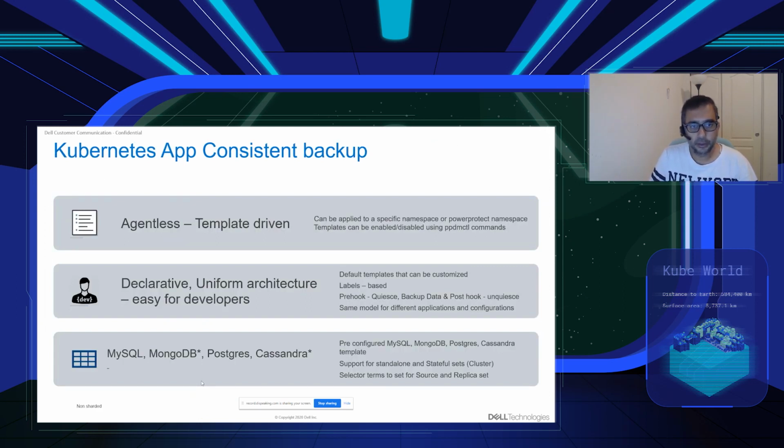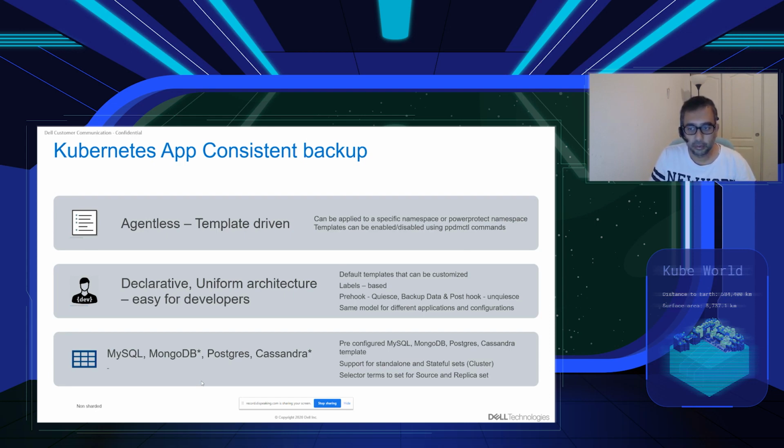App consistent backups are performed in an agentless mechanism. What we mean by that is that there is no agent running in the database, so it's templatized, and can be applied, scoped at a namespace level or a cluster level, depending on your use case. We provide default templates, and you can override them.